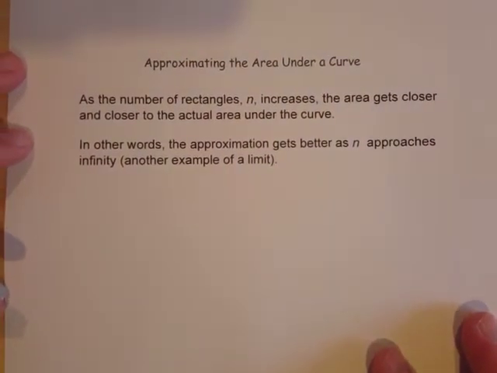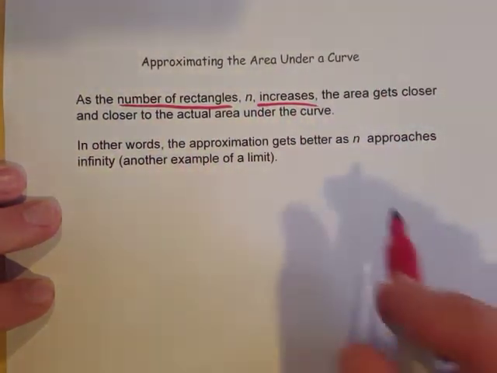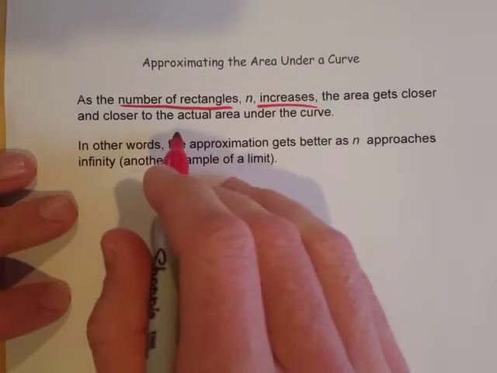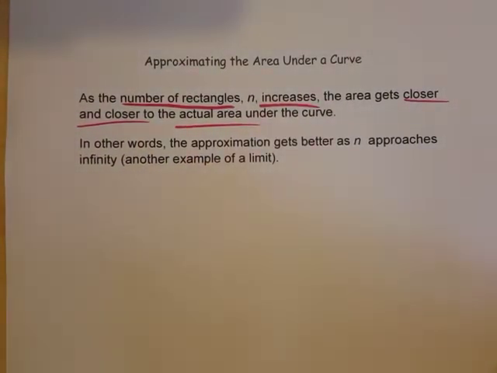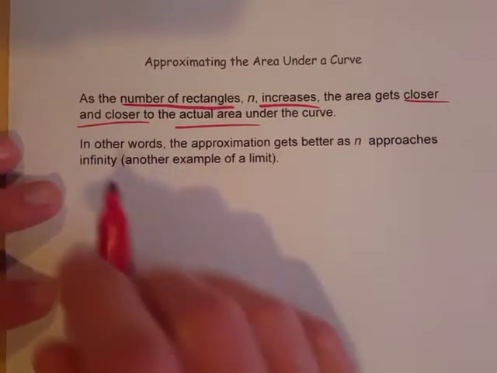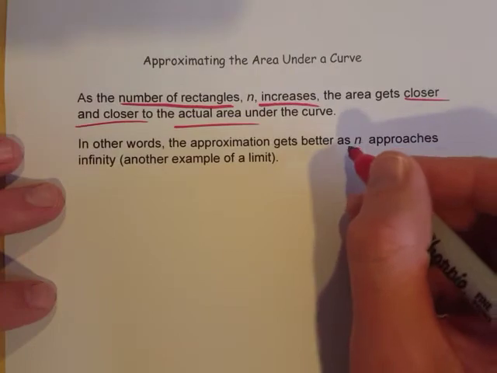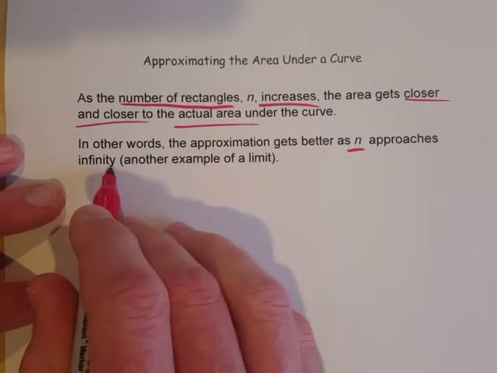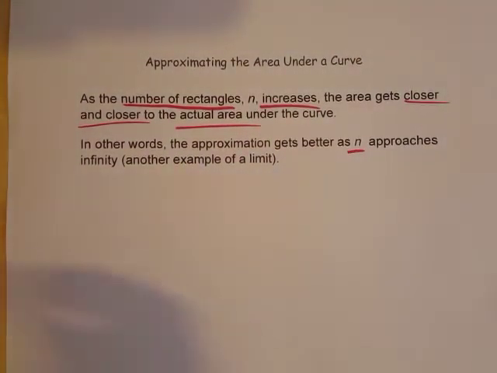So the idea here, like I've mentioned before in the previous example, is that as the number of rectangles increases, the area gets closer and closer to the actual area under the curve. We just keep getting more and more of these. If we didn't have computers to help us, or calculus to help us with this, it would be a really tedious task. But the approximation gets better as n, that is, the number of rectangles, approaches infinity. So we want an infinite number of these little tiny rectangles in this problem.